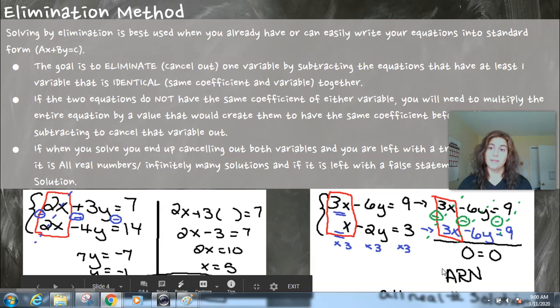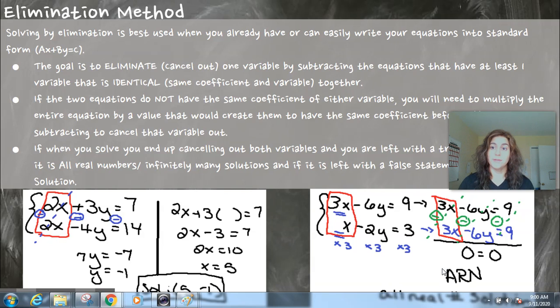Okay, and this would be that dependent line. If I was to graph them, they would come up on the same line. Okay, so they would share all their points.